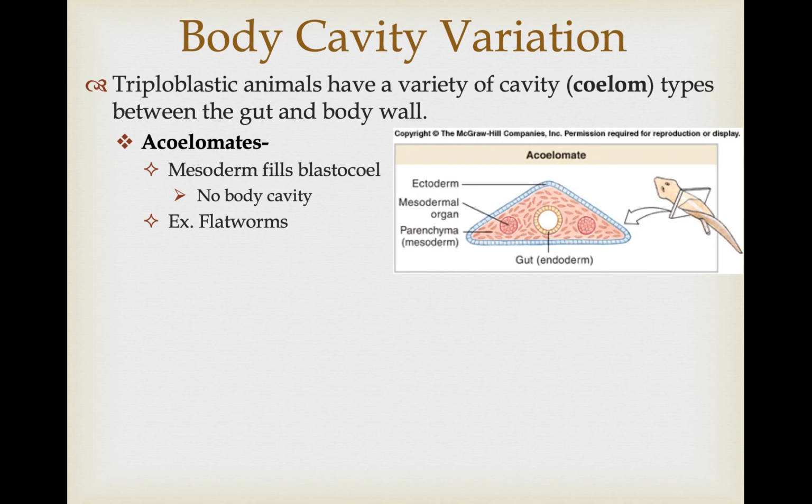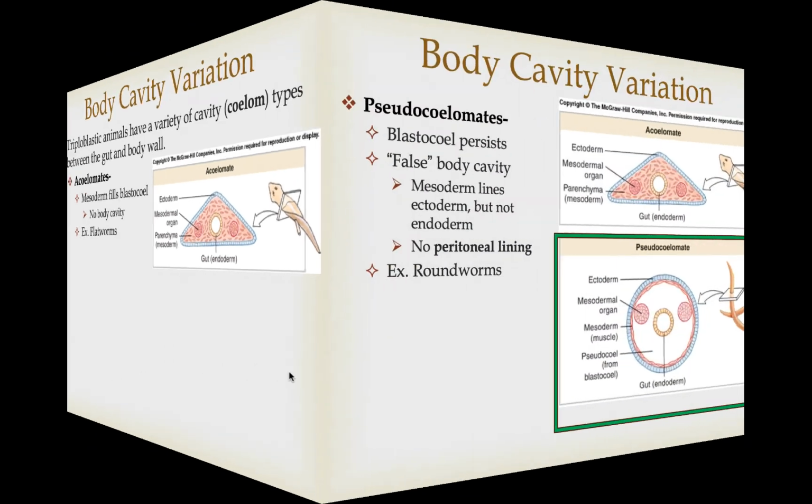So some animals just don't have that. Their mesoderm completely fills the area between the endoderm and the ectoderm. So here we have endoderm, ectoderm, and we have a complete filling of mesoderm. These animals are said to be acoelomate. So coelomate just means it's an animal that has a body cavity. If you put A in front of that, that means there is no body cavity. So a flatworm would be an example of an animal that is like this.